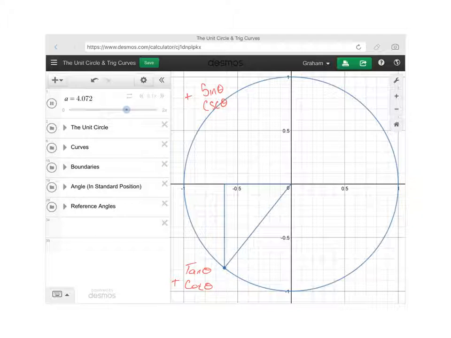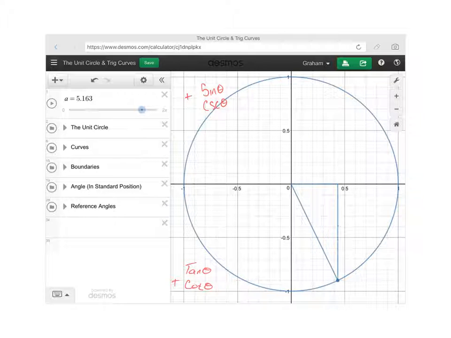As that triangle makes its way over into quadrant 4, our y values are still negative, but we notice that our x values now are positive. So since x is associated with cosine of theta, we can say that cosine of theta is the only positive trig function, along with its reciprocal, which is secant theta.